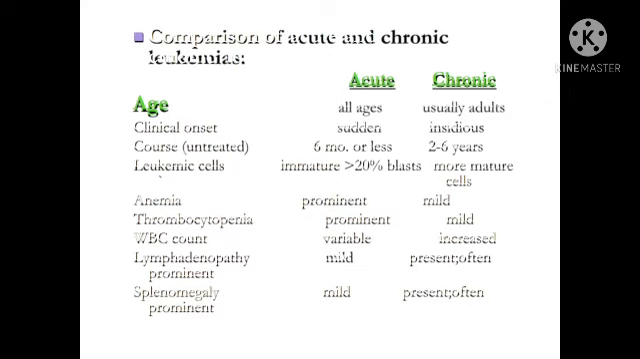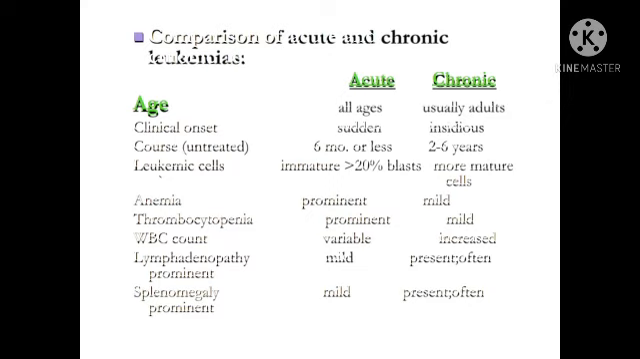Here in acute leukemia we have immature cells. The percentage is very important. More than 20% blasts should be there to call it acute leukemia. In chronic leukemia, we'll have more mature cells. We won't see any blasts here. Even if blasts are present, they will normally be less than 5%.